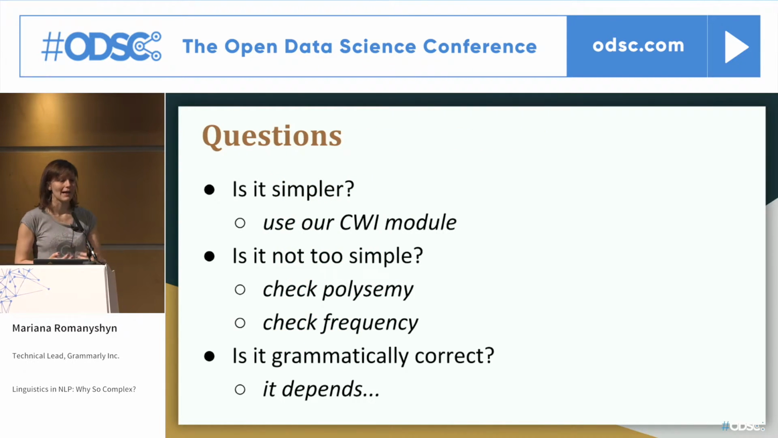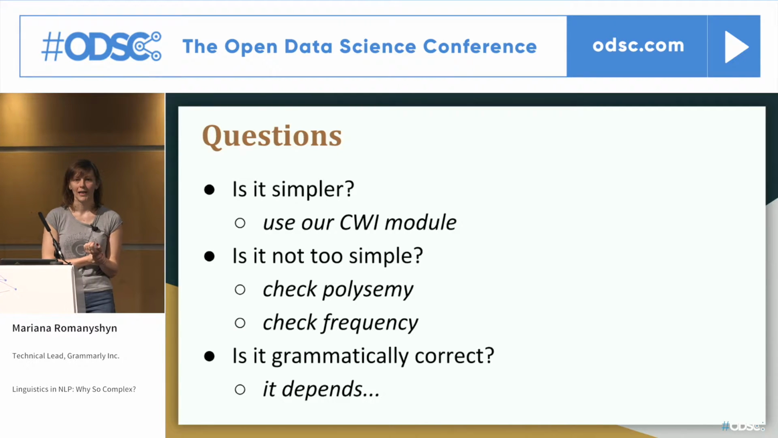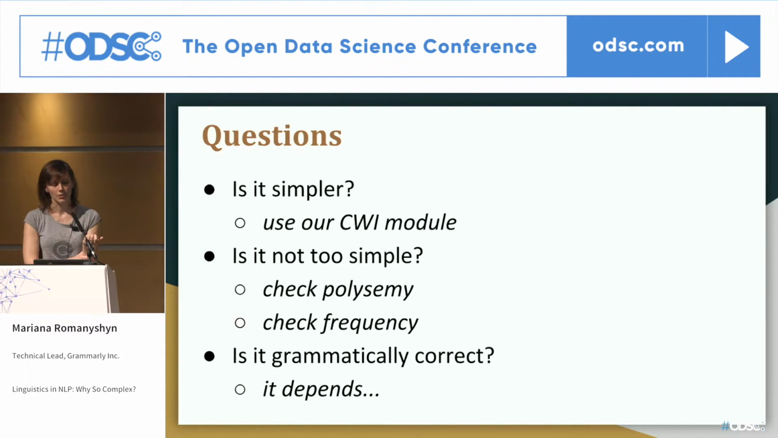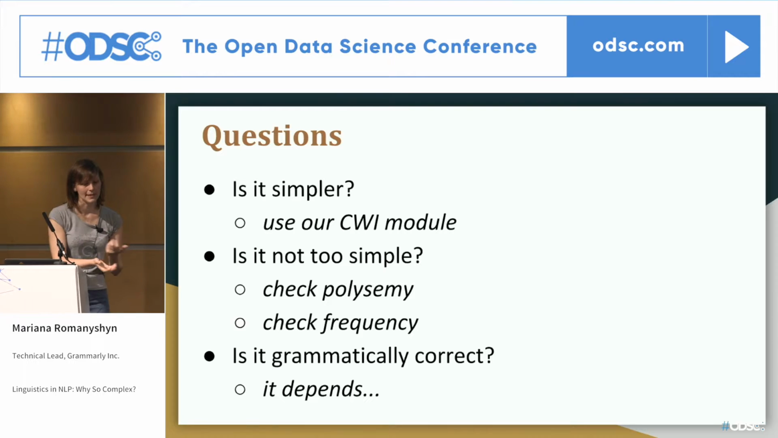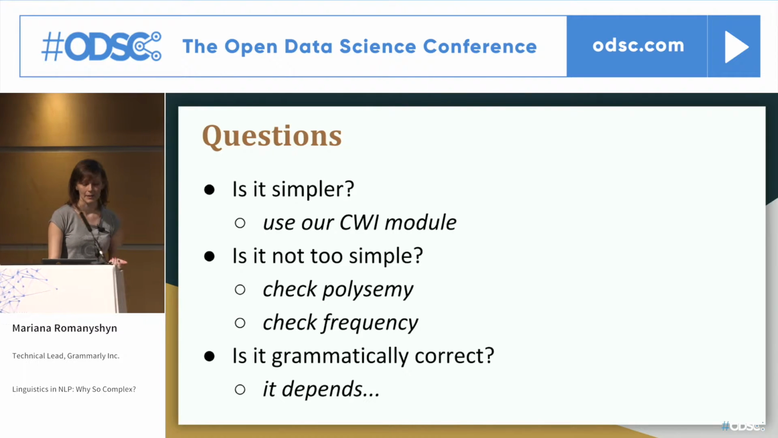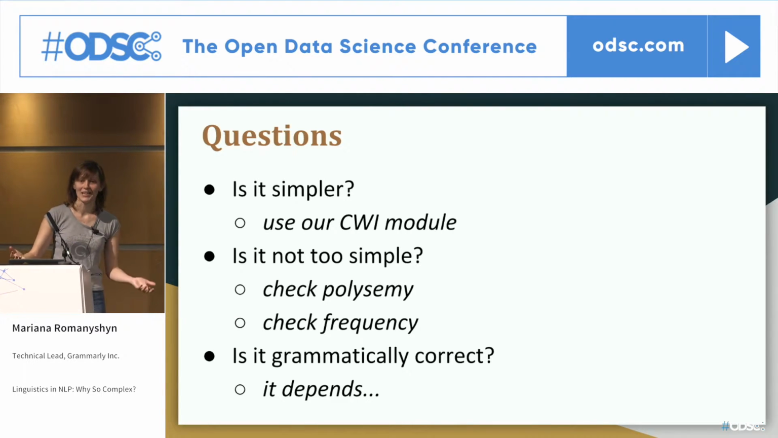So if we go back to the criteria that we had from our users, our users want the term first to be simpler. How can we define that the term is simpler? Well, we built our complex word identification module, right?